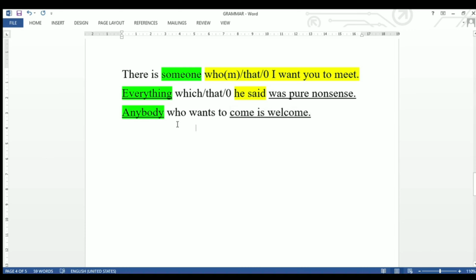And the adjective clause is "wants to come" in "Anyone who wants to come is welcome." In this example, we can't delete the relative pronoun "who" because "who" is the subject of the verb "wants", which is the main component in an English sentence, so we can't delete it.